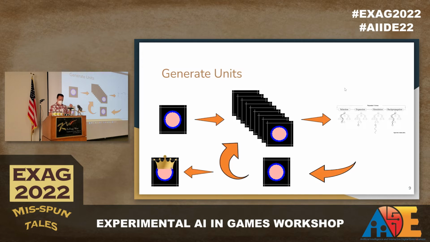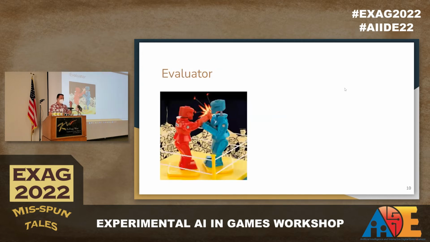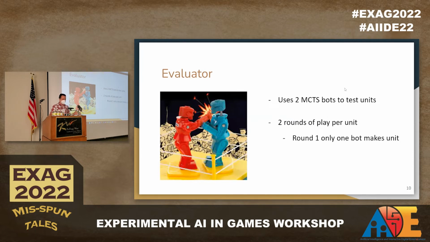The way that they would be evaluated in that test arena was that we'd have 2 Monte Carlo Tree Search bots that would play with the units over the course of 2 rounds. The first round would consist of only 1 bot being able to make the new unit, which would help us see the utility of it. Is this unit powerful? Is it useful? Does it help the player win? And the second round, allowing both bots to make it so that we could see, does the game still remain balanced once it's there?